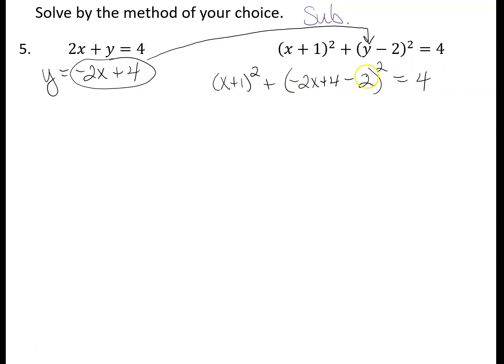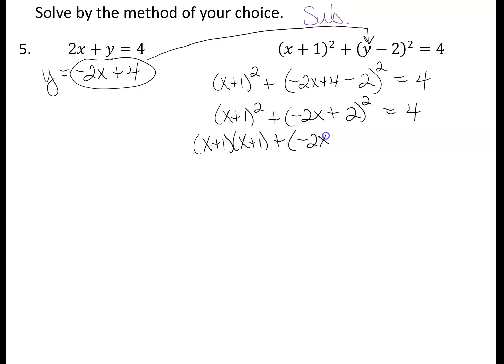Okay, let's go ahead. Inside these parentheses we have like terms. I'm going to go ahead and combine those next. So it's going to be negative 2x, and 4 minus 2 would be a positive 2. Now my equation has only x in it, so I'm going to solve this for x. I need to get rid of the parentheses, so I'm going to FOIL.